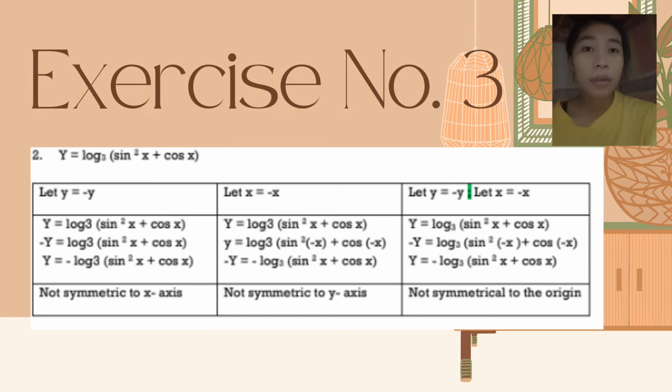Sa third column naman, let y equals negative y and let x equals negative x. So, y equals log base 3 of sin squared x plus cos x. And negative y equals log base 3 of sin squared negative x plus cos negative x. So, y equals log base 3 of sin squared x plus cos x. So, sinasabi dyan na not symmetrical to the origin siya.